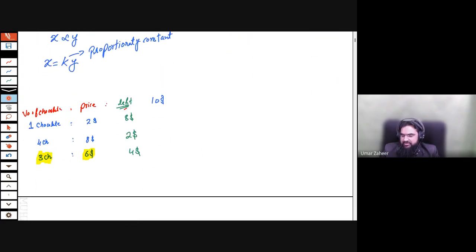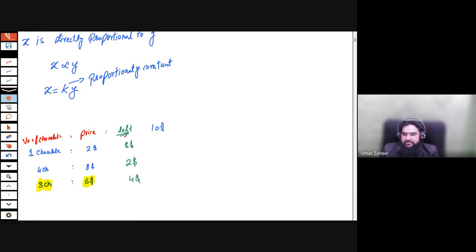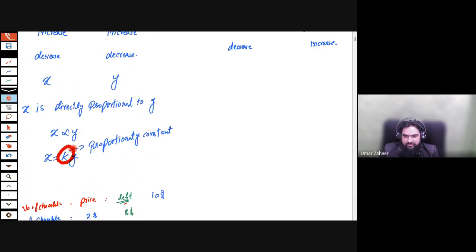For example, if the price increases by $2 each time, then from four it will be two plus two plus two, reaching here. If you move from four to three, the value is going to be decreasing by two. So here the proportionality constant is 2 in this case. The examiner is going to give you any value of x and y, and you will find it.